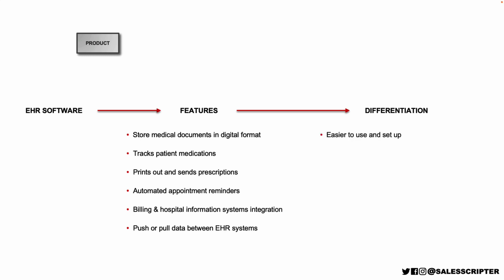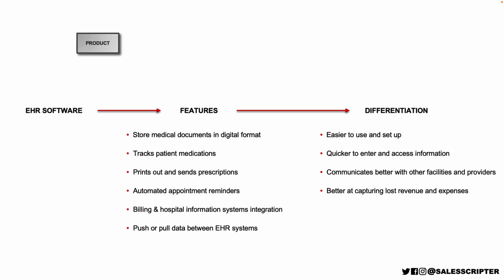And so some examples of differentiation might be that our system is easier to use, it is easier to set up, it's quicker to enter and access information, communicates better with other facilities and providers. It's better at capturing lost revenue and expenses. So some examples there of ways that you might be different, and this is where you might want to brainstorm those.